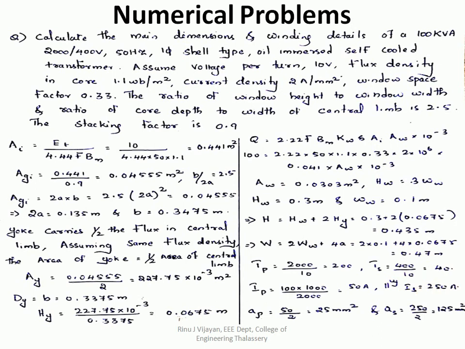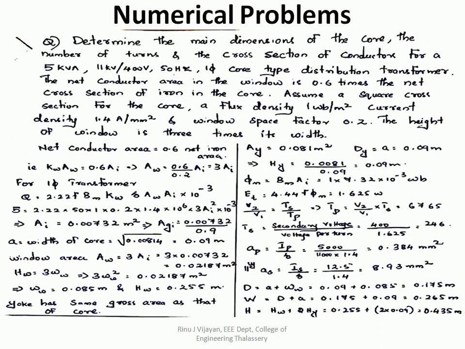It's clearly given that the current density of the conductors is 2 ampere per millimeter square. It's not specifically mentioned whether it's primary or secondary. That means the current density remains the same for both primary and secondary, which is actually the condition for minimum copper loss. So by using 2 ampere per millimeter square as current density and the values of the primary current as well as secondary current, we can easily determine the primary cross-sectional area as well as the secondary cross-sectional area.